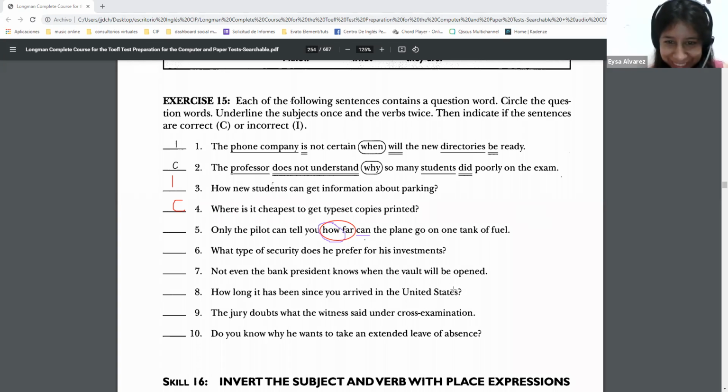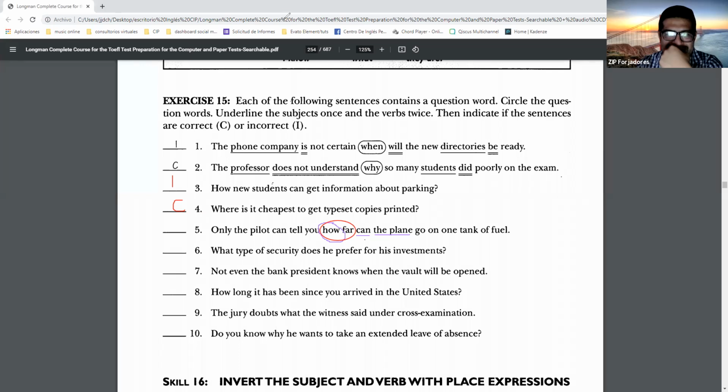Okay, and we have the plane. So I think it's incorrect because the correct one is inverted. How far can the plane go? Yes, very good. Yes, you're right. Okay.